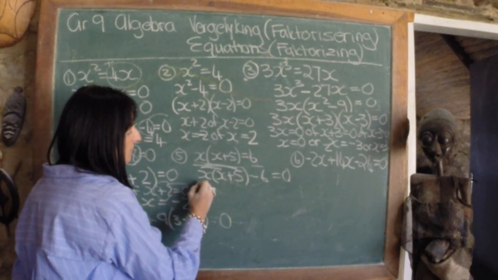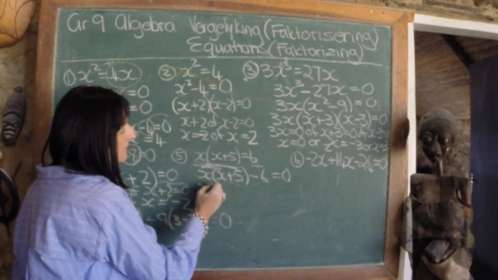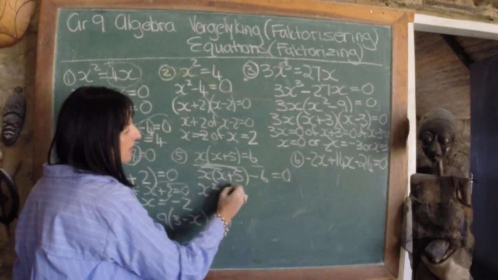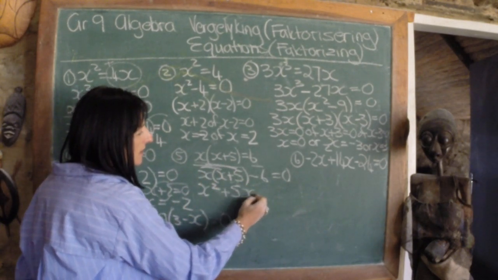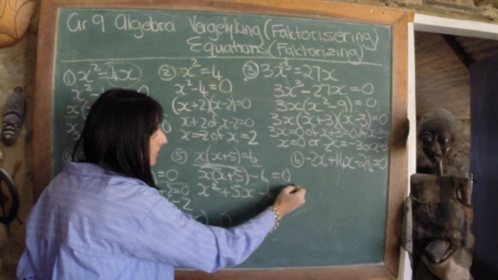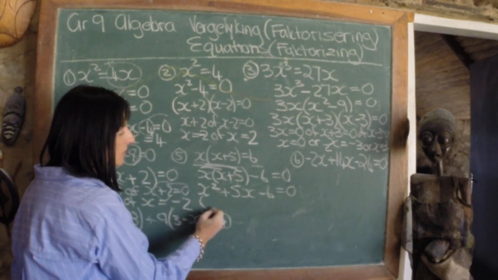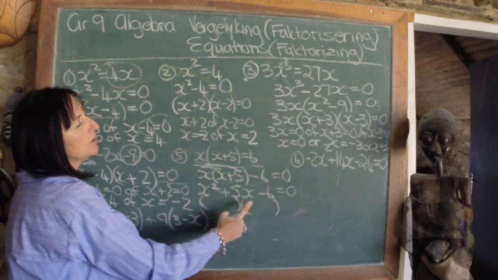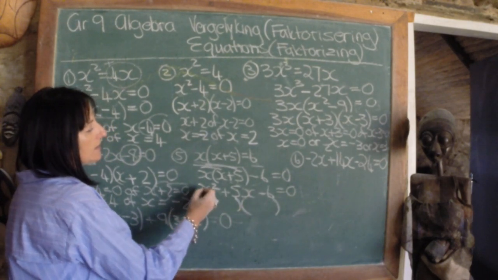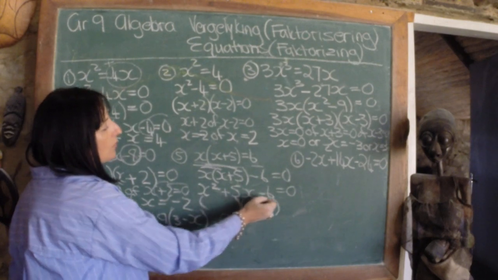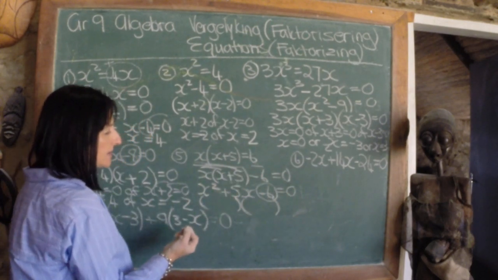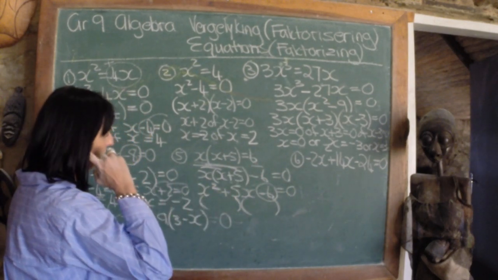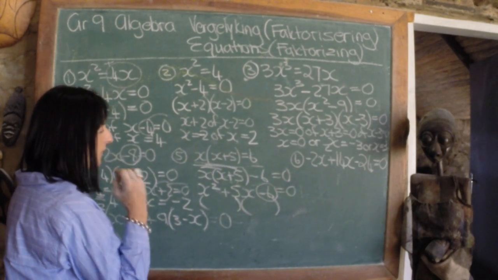So it's x times x gives me x square. X maal plus 5 gee my plus 5x. Minus 6 is gelyk aan 0. Nou gaan ek faktoriseer. Dis nie 'n GGF nie, die verskil tussen twee vierkante nie. Dis 3 terme. So what factors of -6, if I add them, is going to give me plus 5?